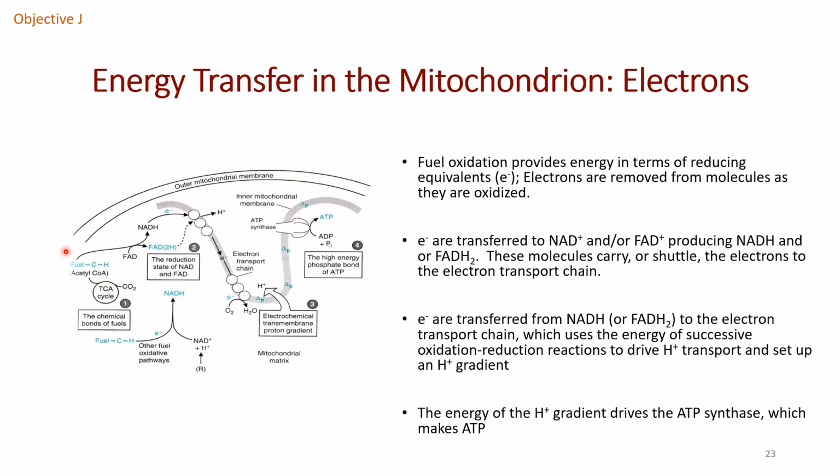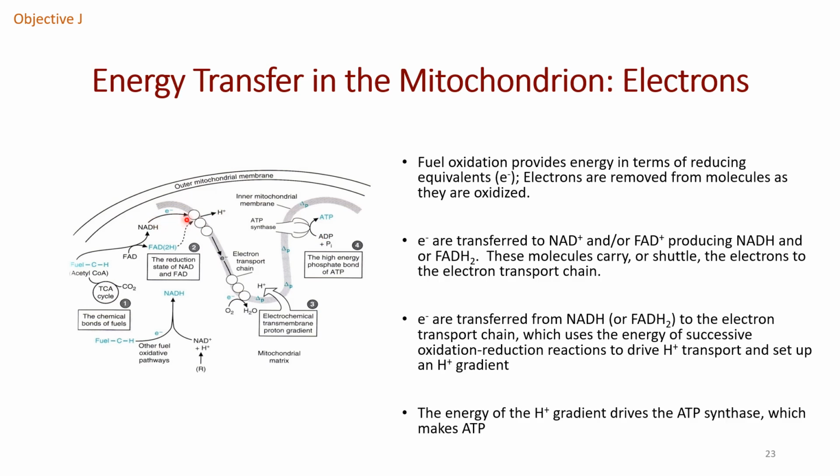Then those molecules are going to carry the electrons over here to the electron transport chain, and they hand those electrons off. And so you've transferred the energy from the molecules of the TCA cycle, and that energy has now been given to the electron transport chain. Well, the electrons will move through the electron transport chain to set up a proton gradient, which we'll talk about when we do the electron transport chain. And that proton gradient is going to be used as an energy source to drive ATP synthesis.